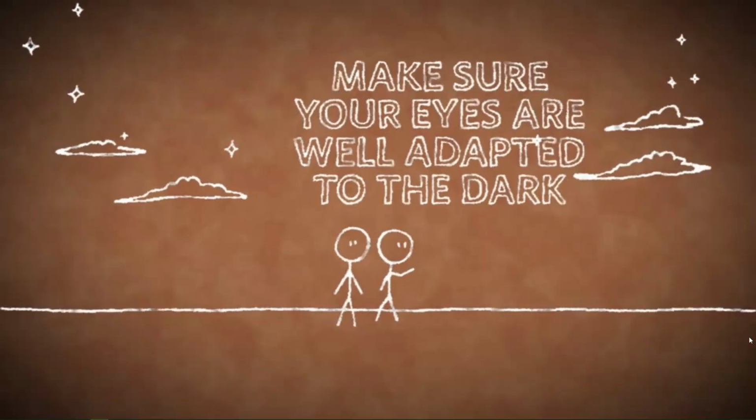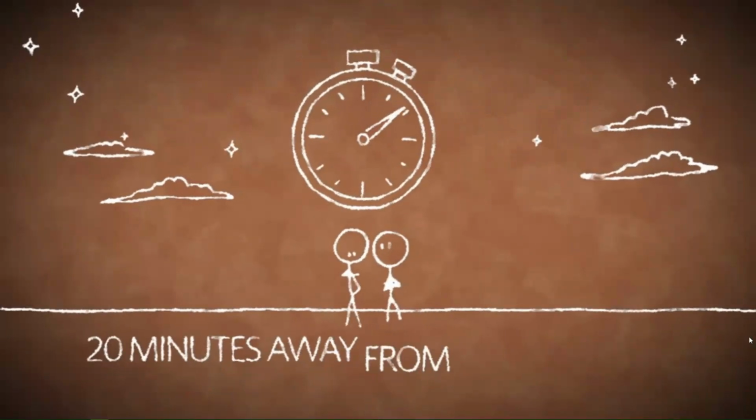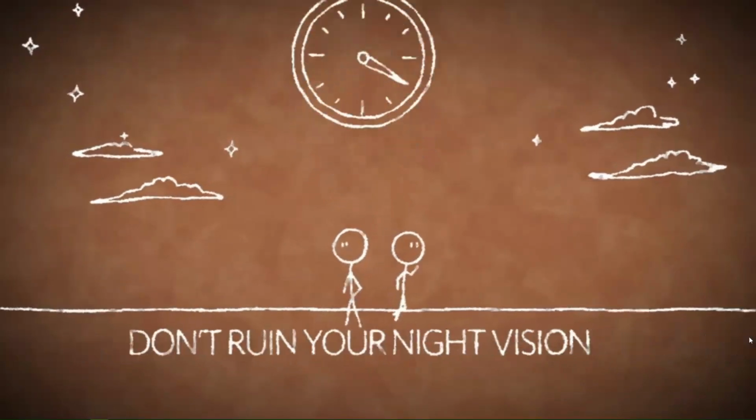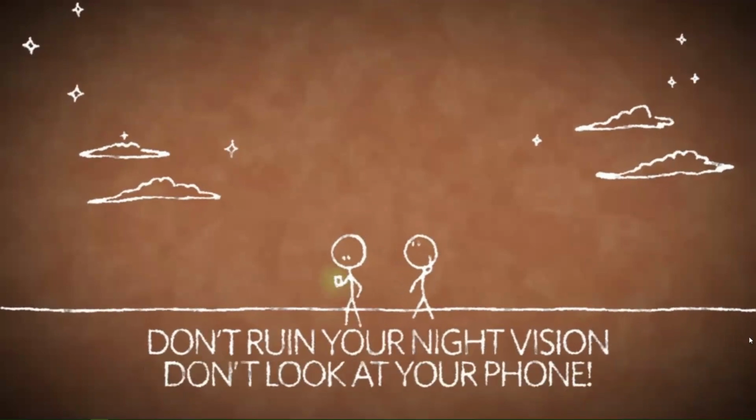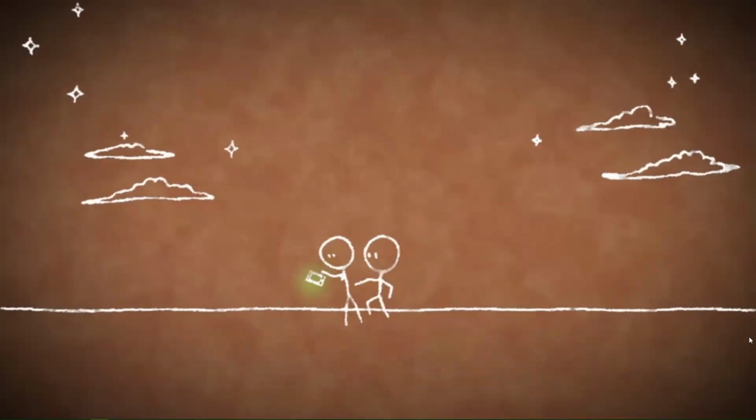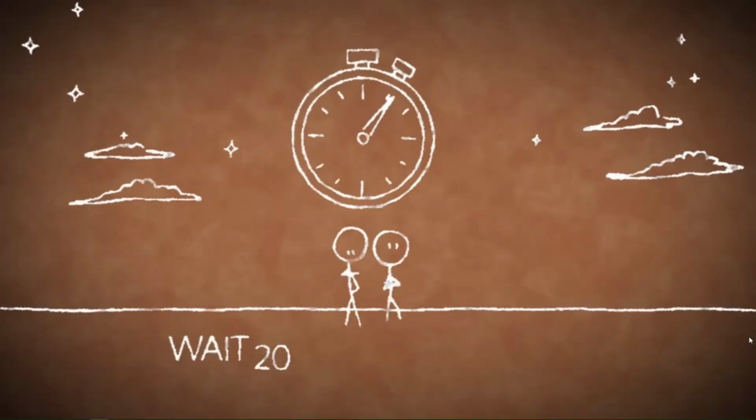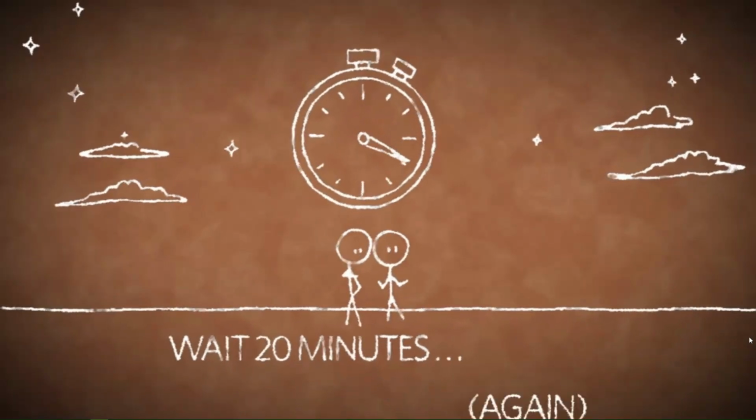Now, since many meteors can be faint, make sure that your eyes are well adapted to the dark. This usually takes about 20 minutes away from bright lights. And don't spoil your night vision by pulling out your cell phone and tweeting how many meteors you see. Then you'll have to wait another 20 minutes for your eyes to adjust to the dark again.